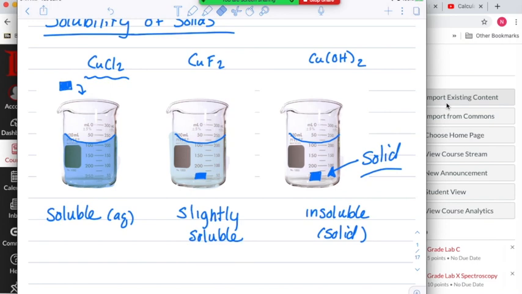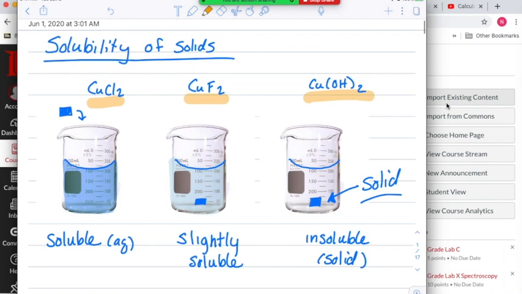All right, so here are three conditions. We have our copper chloride, which is soluble, completely dissolves. Copper fluoride, which is slightly soluble, some of it dissolves. And the copper hydroxide, which is insoluble and none of it dissolves. The crystal just sits at the bottom like a rock. So any questions on the difference between these three conditions?